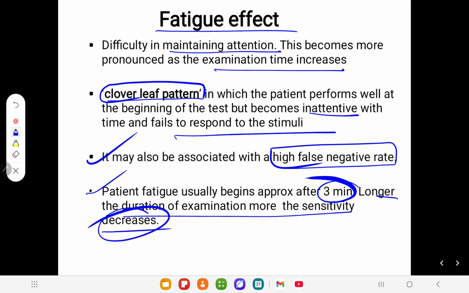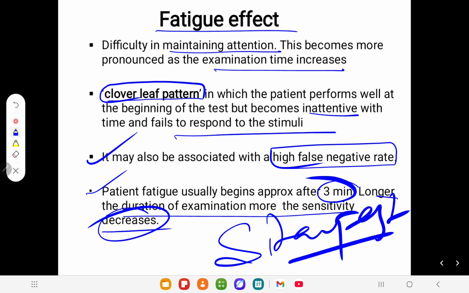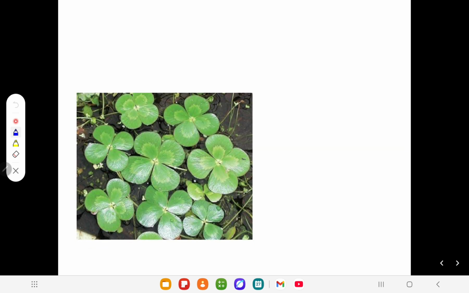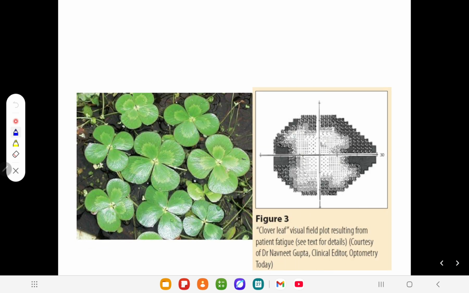Very important. That's why we always choose, if the patient fatigues quite easily, then SITA Fast would be our priority, isn't it? SITA Fast is almost 5 to 5.5 minutes. So cloverleaf we know, and this kind of pattern is seen, the cloverleaf pattern in grayscale. So it's very particular in case of patient fatigue.